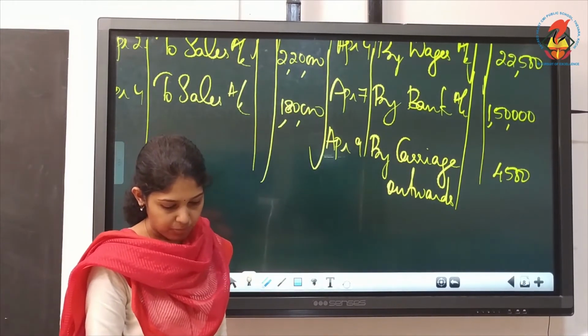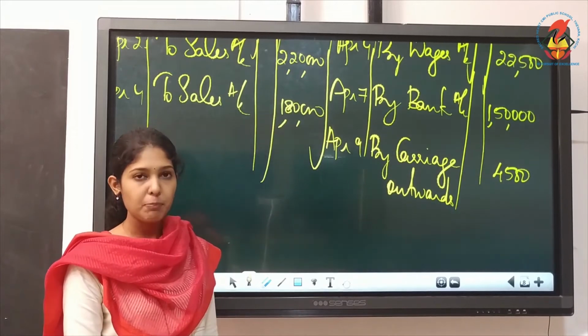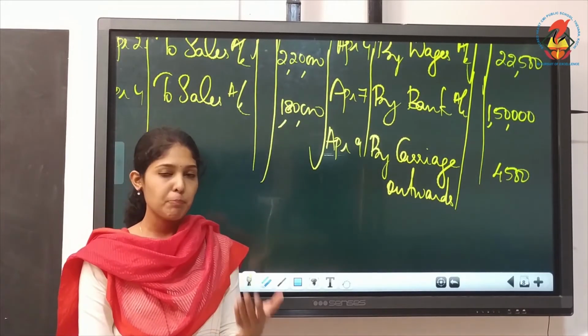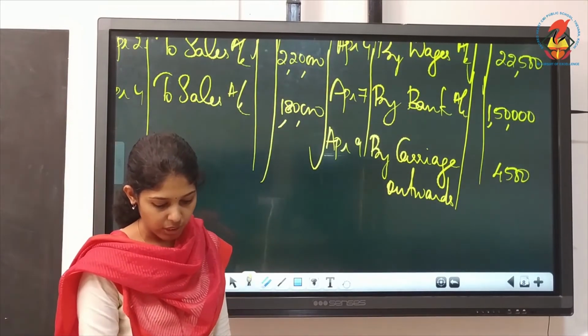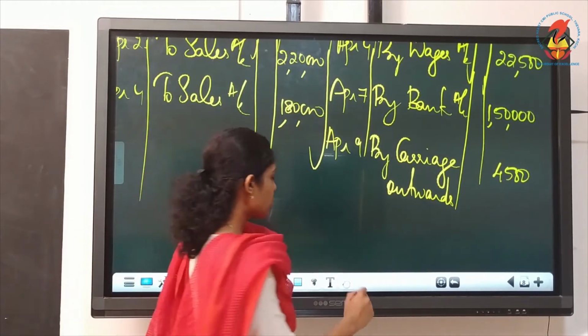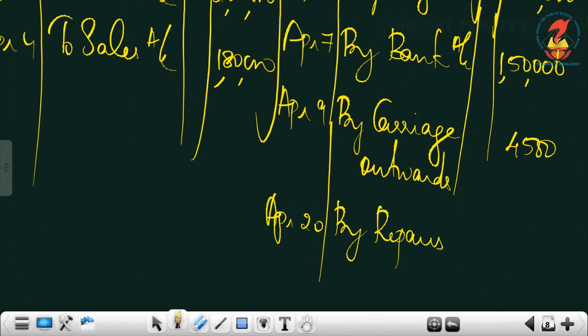Okay, the next one, paid cash for repairs. Journal entry is repairs account debtor to cash. So posting on the credit side, it's on April 20th, amount is 2,000. April 20th, by repairs, 2,000.